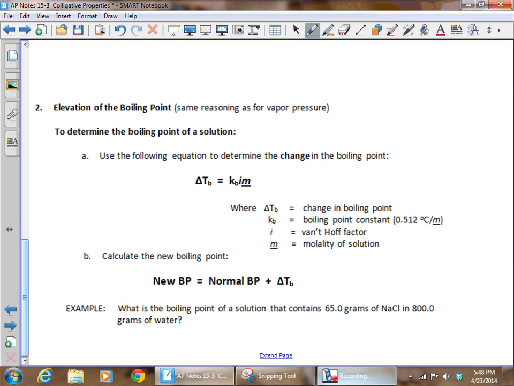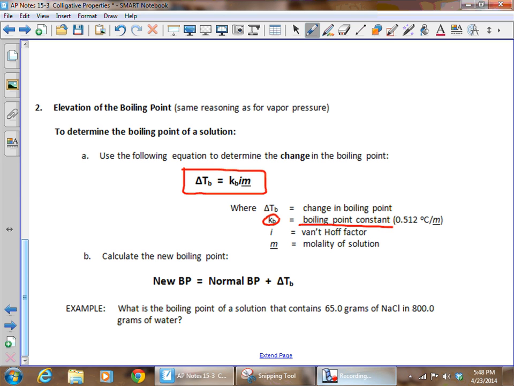Now, as far as the elevation of the boiling point, that's the next thing that's going to happen. The elevation of the boiling point is for the same rationale. It's going to take more energy to boil the solvent, make it reach the boiling point, if there's a solute dissolved in it. To determine the boiling point of the solution, we use what I call the Kim equation. And this is the Kim equation, that the change in the boiling point is going to be equal to Kb.